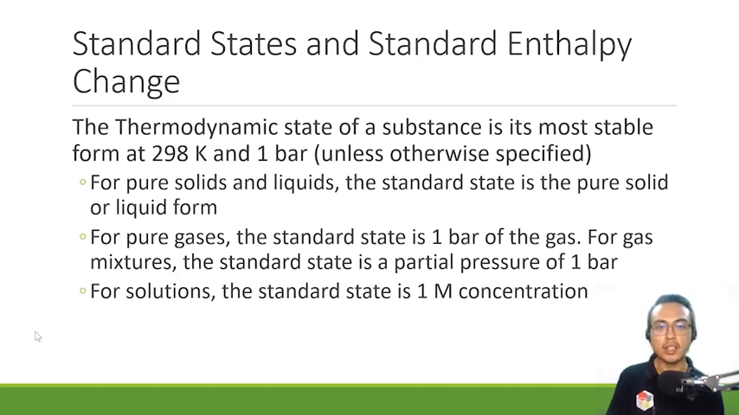For pure gases, the standard state is 1 bar of the gas, and for gas mixtures, the standard state is a partial pressure of 1. We will again be using our knowledge of the diatomic elements because their standard state is their diatomic form. So, for example, what is the standard state of oxygen? Its standard state is diatomic oxygen gas because at room temperature and atmospheric pressure, it exists as a diatomic molecule and it is a gas. I will be guiding you with the standard states in our next examples.